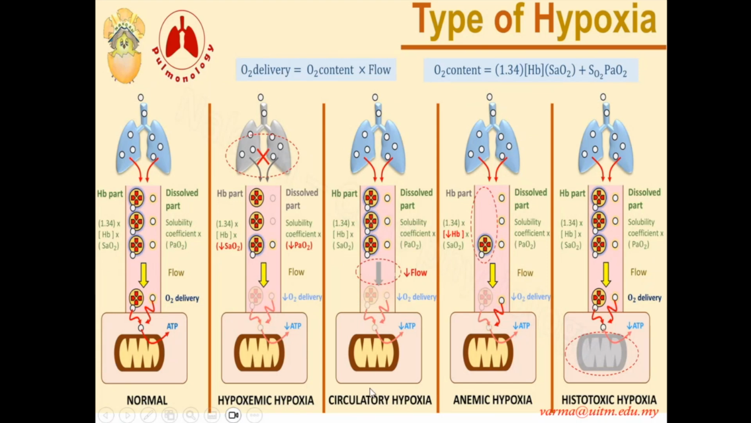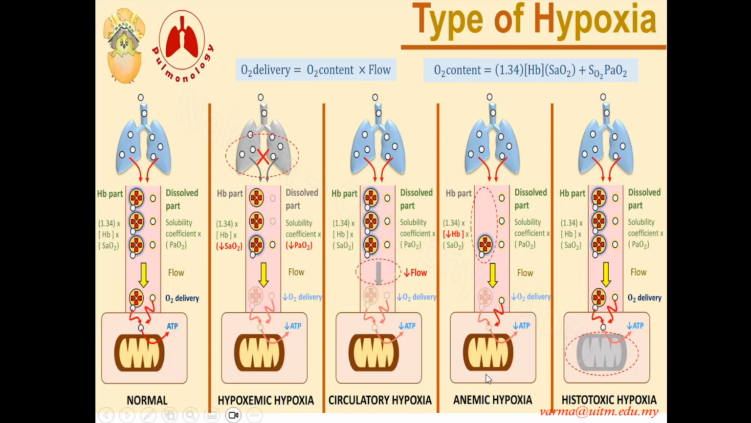Then we go to circulatory hypoxia. In circulatory hypoxia, there is no problem with the oxygen content, but there is a problem with the flow. The flow is low. Either the BP is low because of hypotension, or there is an embolus or thrombus, an obstruction. So circulatory hypoxia could be because of any shock. We will come into the types of shock in a while. Circulatory hypoxia is because of shock, and shock can be of various types.